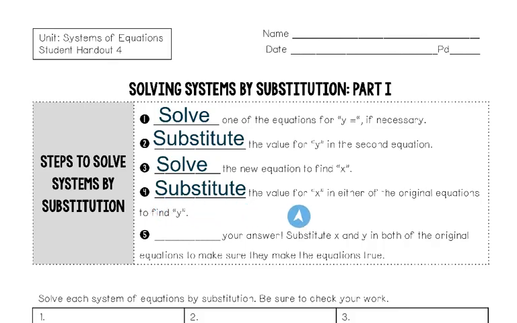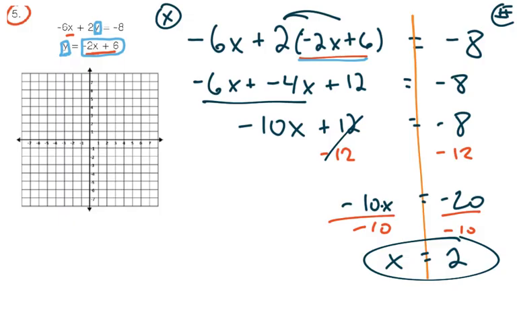Now that I know what x equals, I can follow my rules here and go to step 4. Substitute the value for x in either of the original equations to find y. So I've got two equations here. I've got a lot of messy things here, so I'm going to go ahead and erase that. I've got two equations, and I'm going to substitute x equals 2 into one of them. If this x equals 2, then this x should equal 2, and that x should equal 2.